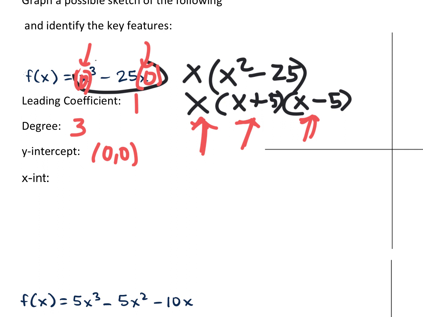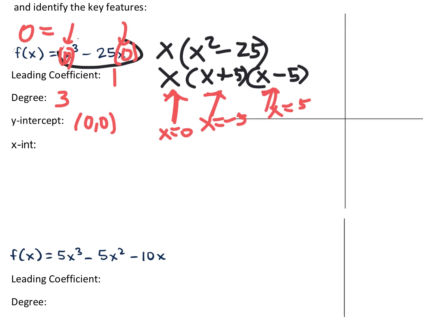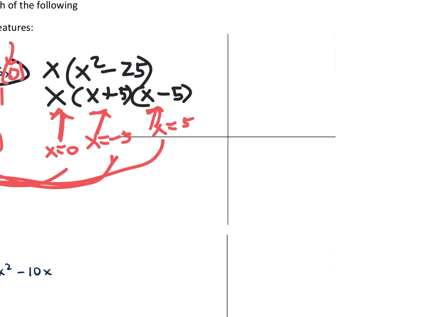X-intercepts are where y is 0. So what are my x-intercepts in this case? X equals 0, x equals -5. 0, -5, and 5. Very good. So now we can graph this puppy. All right. 0, 5, -5.